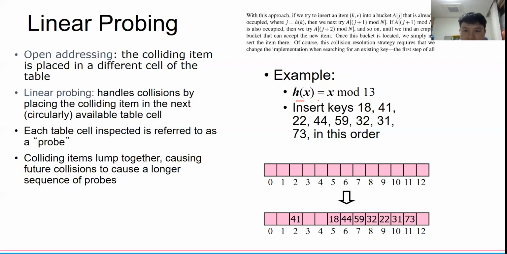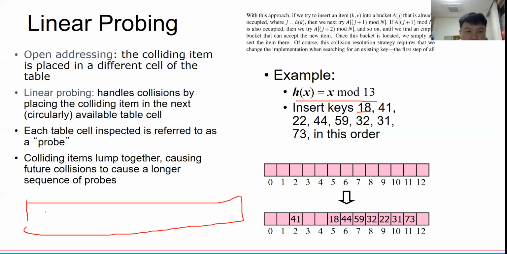We have the compression function, x mod 13. I want to place 18. What is 18? Let's see, I have one more. Okay, so 0, 1, 2, 3, 4, 5, 6, 7, 8, 9, 10, 11, 12. Okay, I have one more. Now I have 18. What is 18 here?